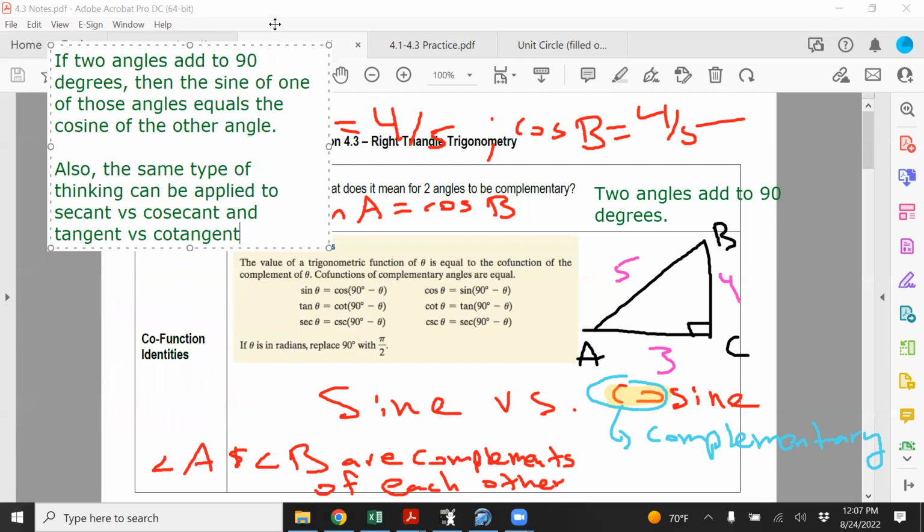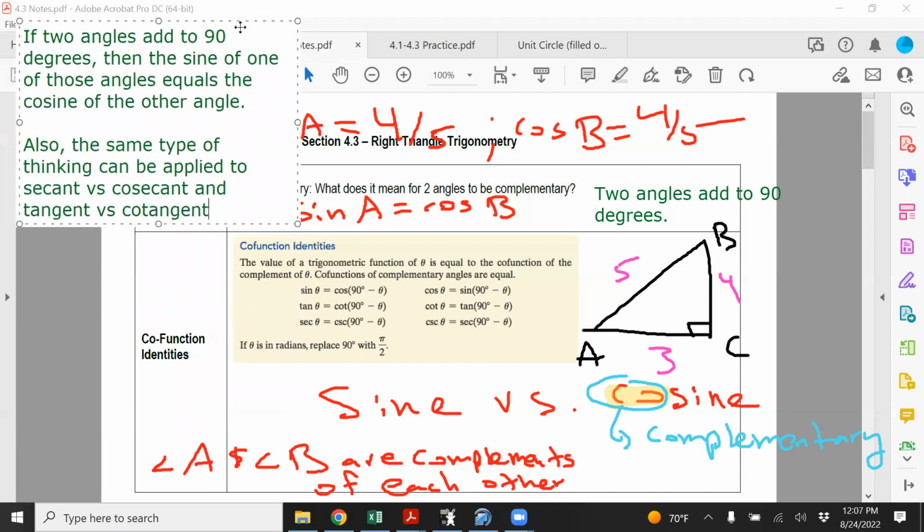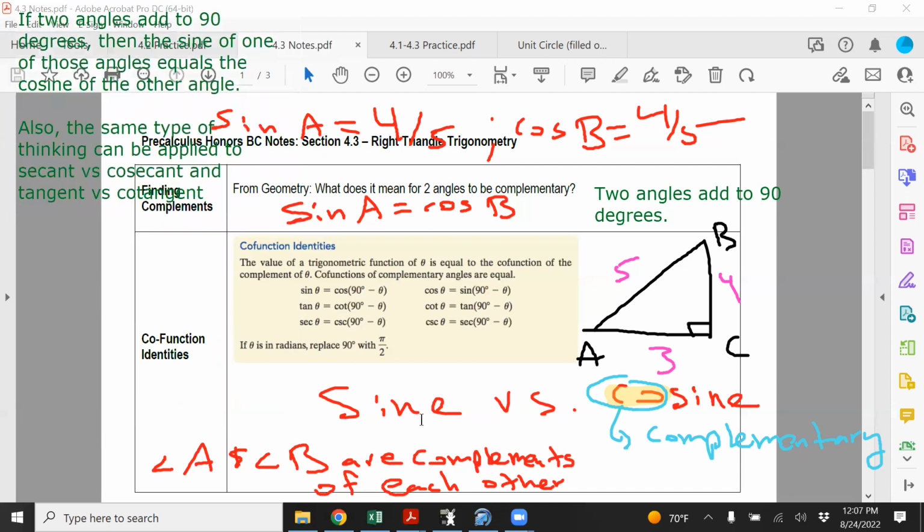So let me move this off to the corner here. So let's look at what's in the yellow box. In the yellow box, these are called co-function identities because they're always made identical. This will always be true regardless of what theta is.